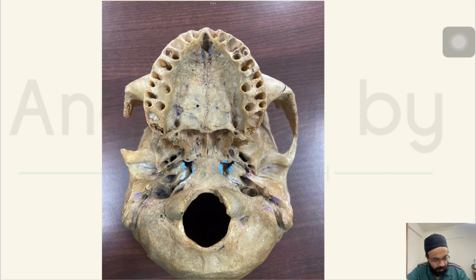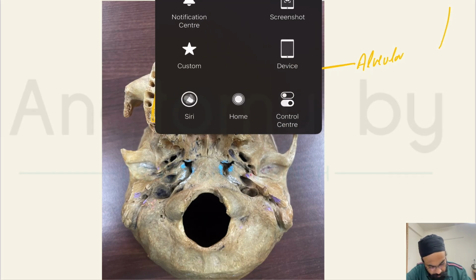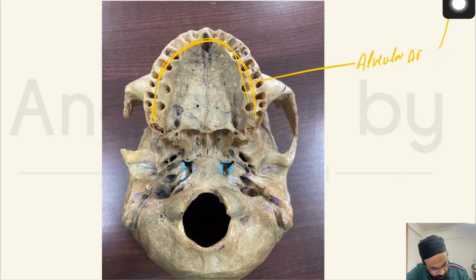Okay, so in the anterior you have this that is known as the alveolar arch. This is alveolar arch. This is made up of maxilla.